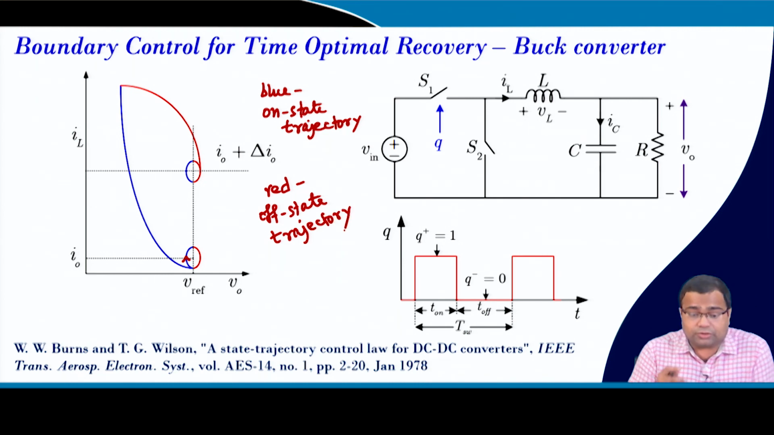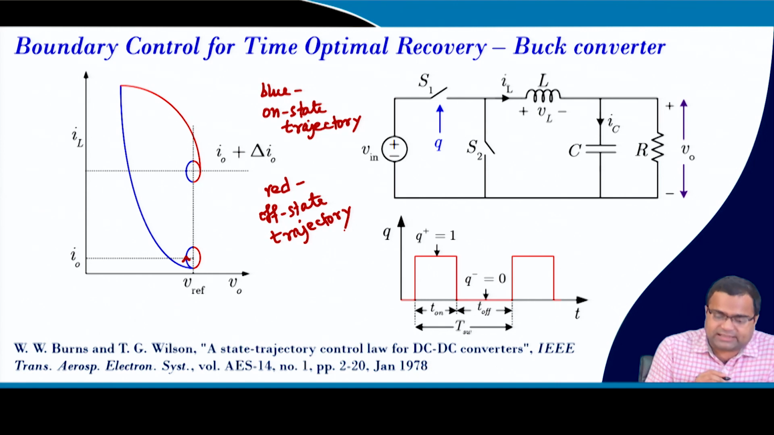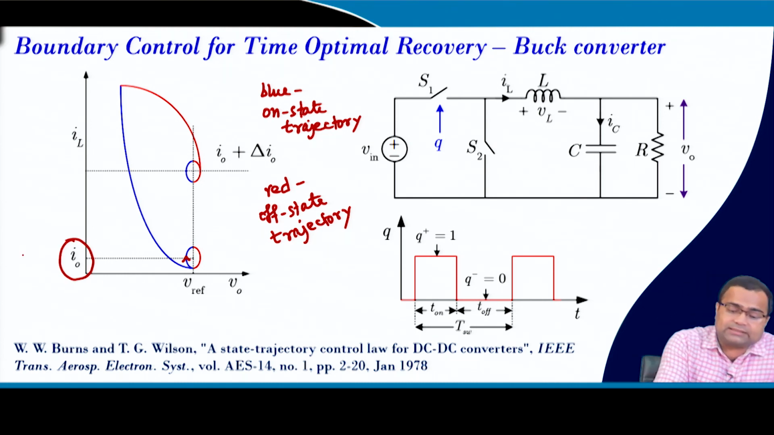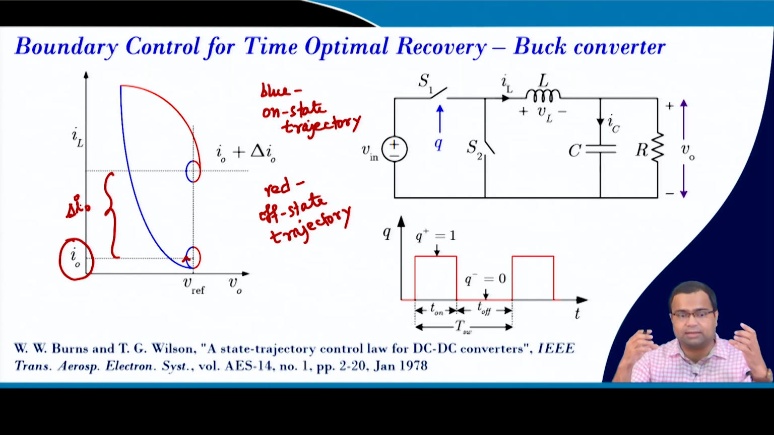Okay. So, now the objective: suppose initially it was with the load current I0, that was our initial load current. Now suddenly there is a load step transient with a step size of delta I0. It undergoes a load transient with a step size of delta I0.